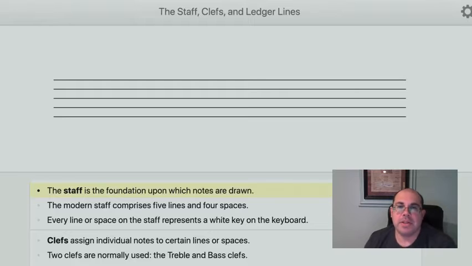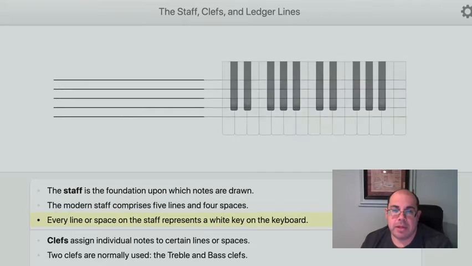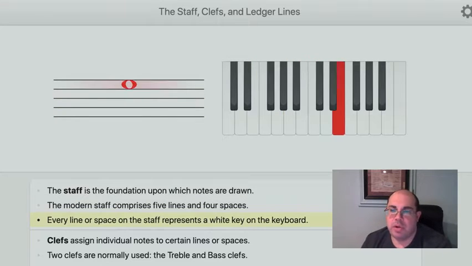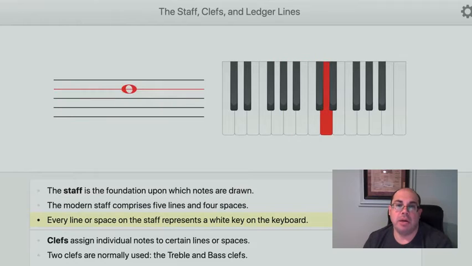So this lesson is on the staff, clefs, and ledger lines. The staff is where we write music, and the staff is composed of 5 lines and 4 spaces. This has been around since about the 1400s, so it's a pretty good system. And if you look at the lines and spaces, you'll see a little piano keyboard changing as the note is moving up each line and space.